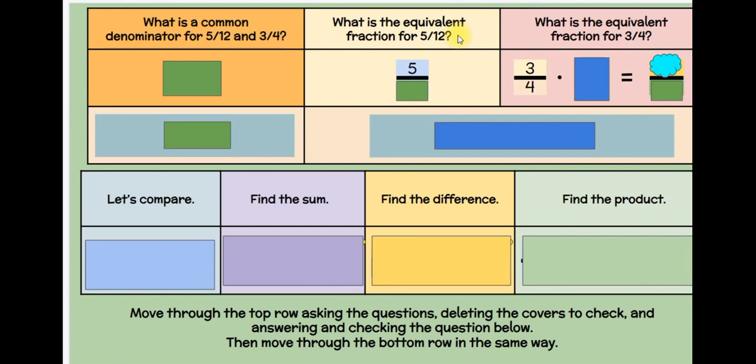What is the equivalent fraction for 5/12? And class would say 5/12. What is the equivalent fraction for 3/4? Boys and girls, what would I multiply by? And the class would say 3/3, right? We would delete that. They would start to see all these pieces. So this is similar to what we just did, but then we get to, now let's compare. Let's find the sum. Let's find the difference. Let's find the product. 5/12 times 3/4. So that's everything that we've been doing.